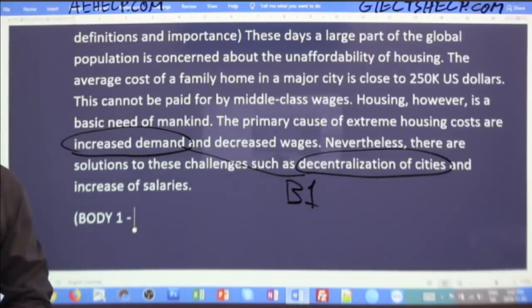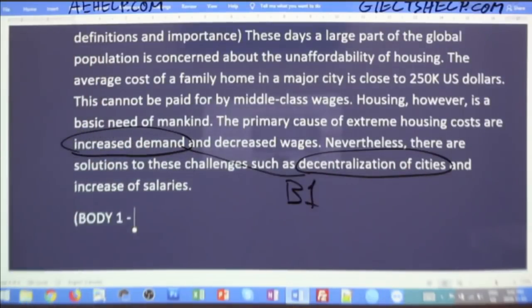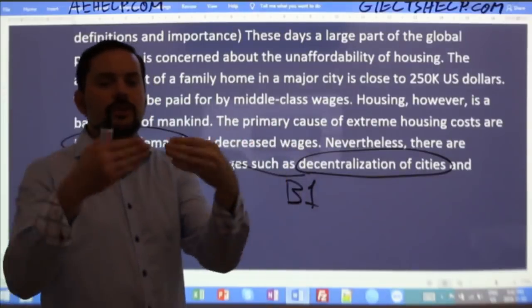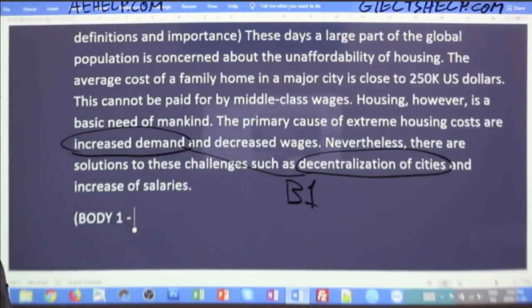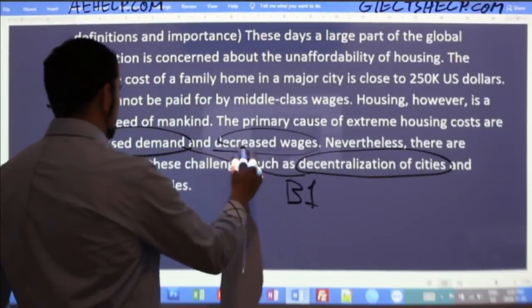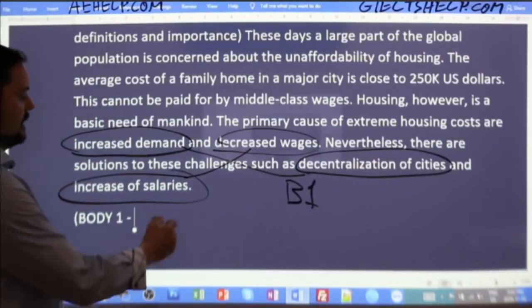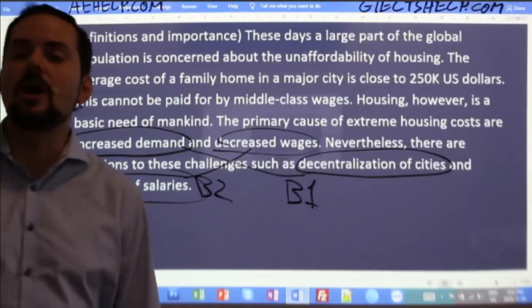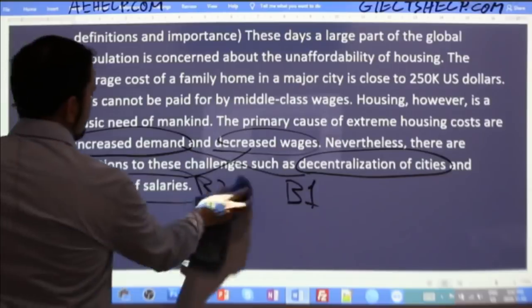Okay? The easiest way to do it is write about this and then this for body paragraph 1, because the cause and the solution, they're directly connected here. They're directly related, okay? And then clearly decreased wages and increase of salaries would be my body paragraph number 2. That would be the most logical, sensible way to structure this essay, okay? So let's get into body paragraph 1.